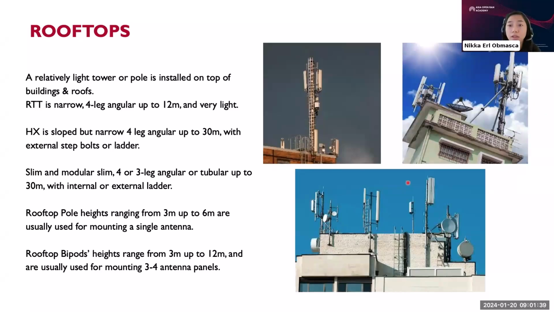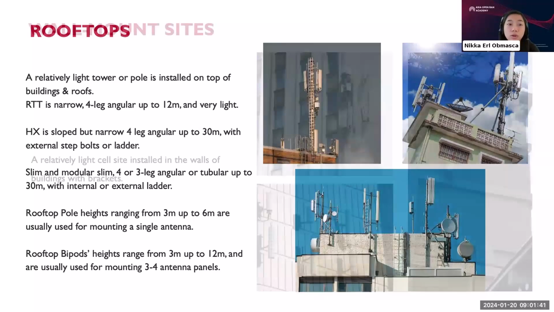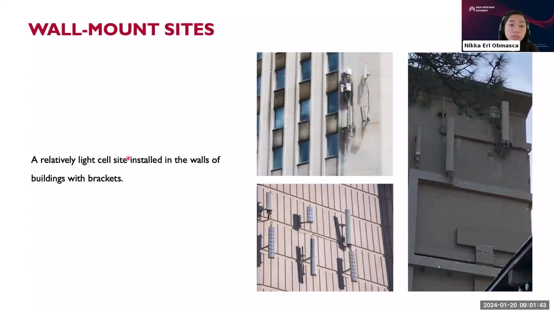So aside from these two, we also have wall mount sites. This is a relatively light cell site installed on the walls of buildings with brackets. If you're just wandering around, you can look at the different buildings and you will see a lot of this. Some are in camouflage.